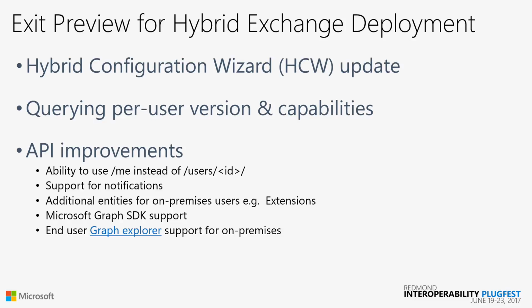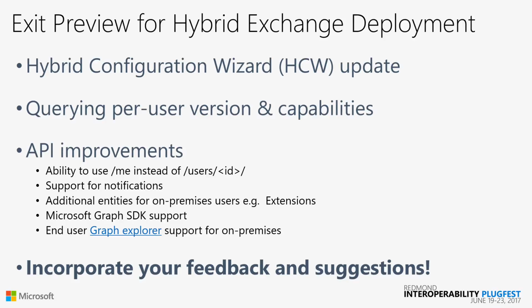We are also trying to add notification support, and extensions for these on-prem users, and other APIs as well. Again, we would love to hear your feedback. Today, if you want to see how Graph is able to access the on-prem users, you can go to Graph Explorer, and I'll show you guys at the end. Use an on-prem account, and see if you're able to get messages, calendar, or contacts for these users.